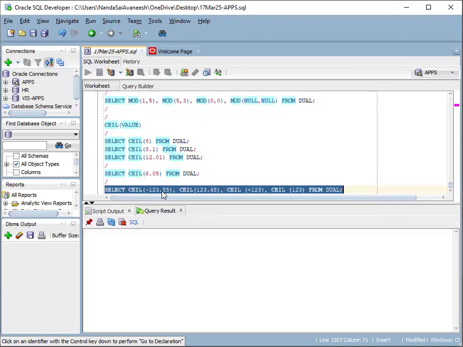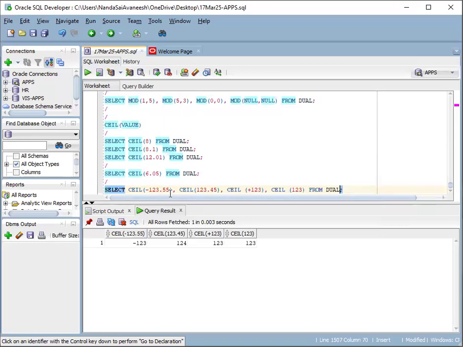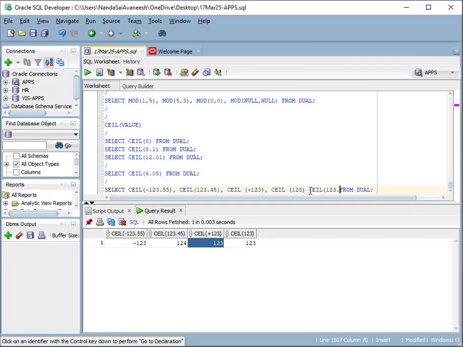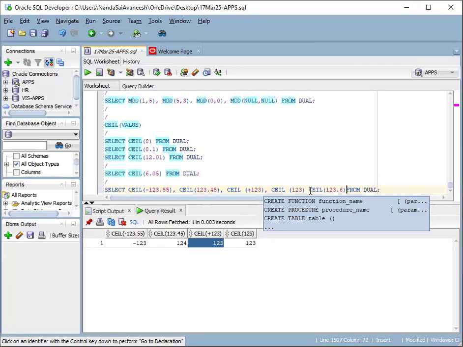If I execute this one, the CEIL of minus 123.55 is minus 123. CEIL of 123.45 is 124, the next highest value. Plus 123 is the same, 123. CEIL of 123 is also 123. Suppose you write one more example here, CEIL of 123.6 I am giving.